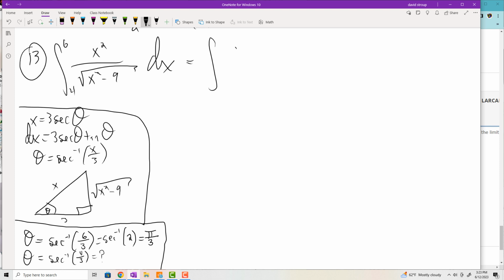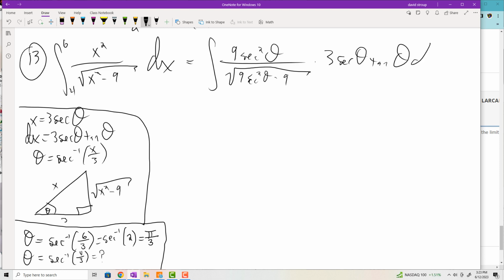We have x squared, so it's 9 secant squared theta all over the square root of 9 secant squared theta minus 9, and then the dx, 3 secant theta tan theta d theta. I forgot my d theta down here. Okay, this junk inside the root, we want to deal with that. So that's just the square root of 9 times secant squared theta minus 1. That'll equal the square root of 9 times tan squared theta. And of course, that'll just be 3 tan squared theta.